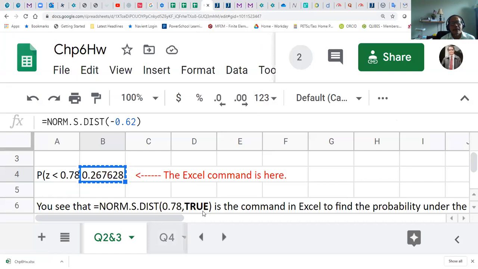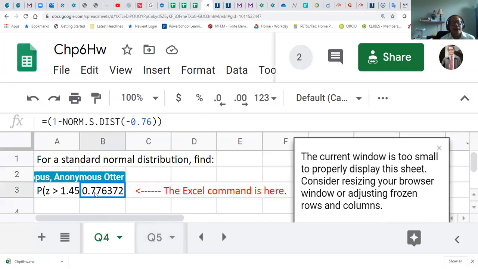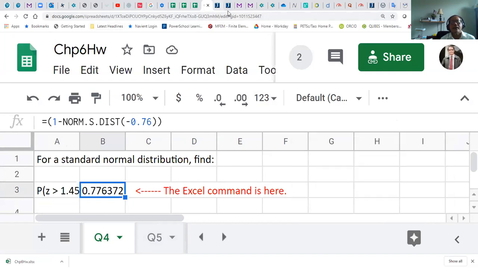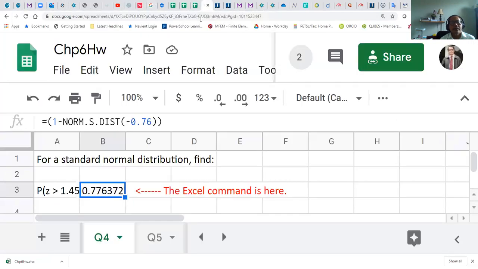Okay, let's go to number 4. You can see here, if you click this, that I subtract from 1, right? And I need to put what here. So does someone want to volunteer? 0.84, right? Okay, so I can put the 0.84.